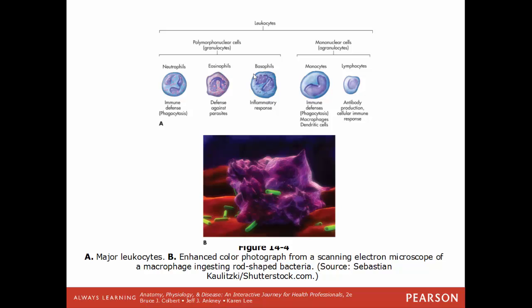All right, here are the major leukocytes: neutrophils, eosinophils, basophils. Those fall under the category of being granulocytes because their cytoplasm has these granules in them, which look like bits of sand. So they look grainy, so they're called granulocytes. And then the monocytes and lymphocytes, these are agranulocytes.